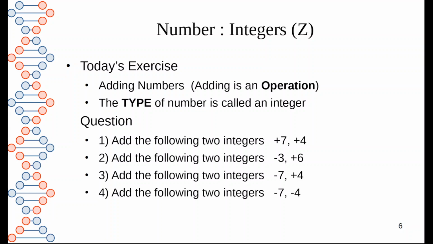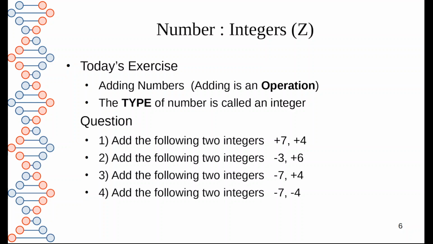What about the following two integers? Negative 7 and negative 4. Negative 7 describes a change of 7 people getting off the bus. Negative 4 describes the change of another 4 people getting off the bus. So in total, 11 people have got off the bus. The total change is negative 11.